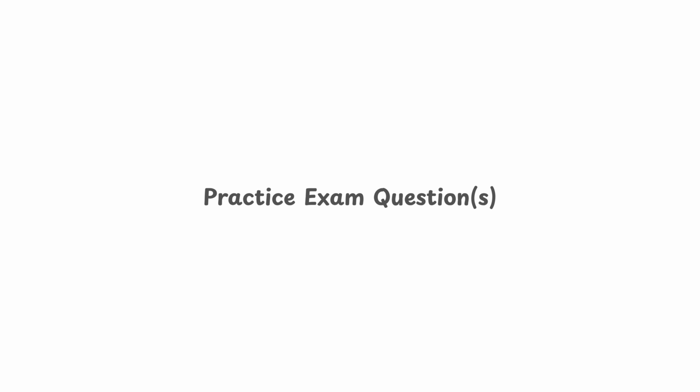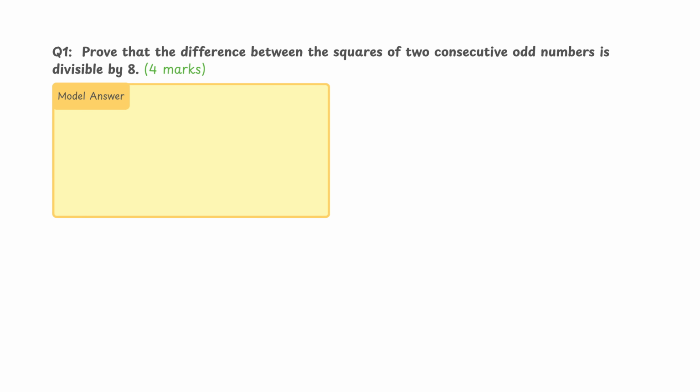Now, let's dive into some exam-style practice questions. You can pause the video and try yourself. Question 1. Prove that the difference between the squares of two consecutive odd numbers is divisible by 8. This question is worth 4 marks, so we will go step by step and build a clear algebraic proof. Let's begin with the first step, representing the numbers. We know that any odd number can be written in the form 2n plus 1.